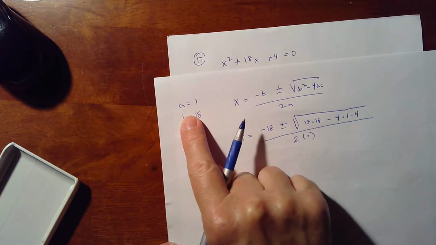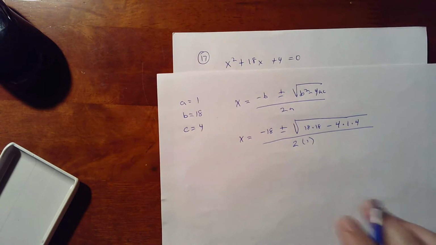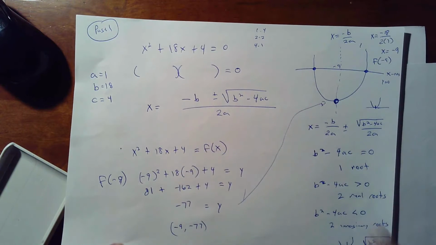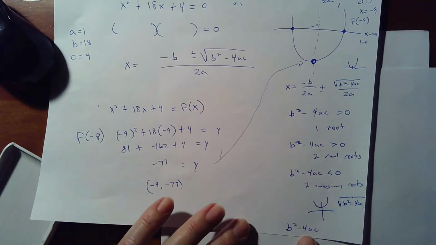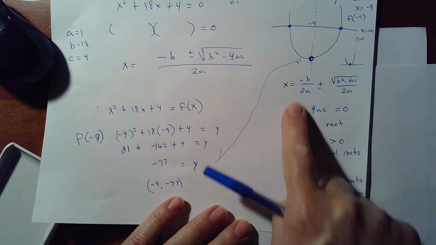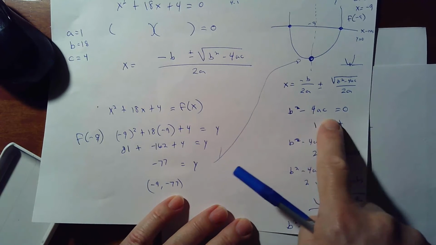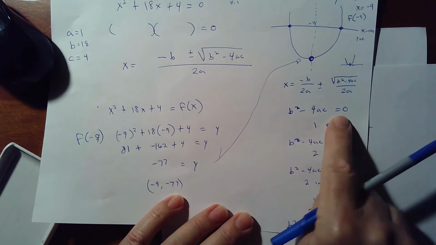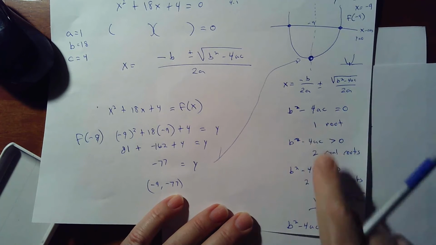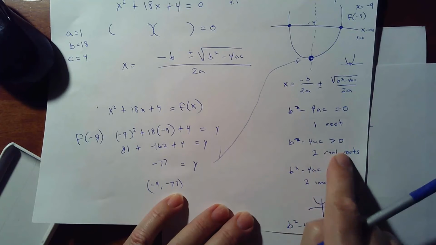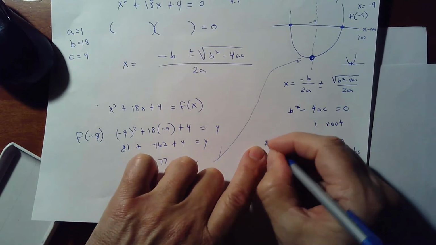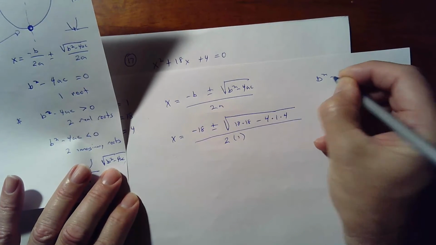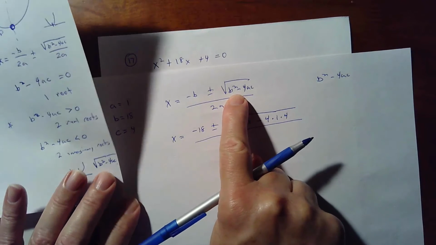And again, we have a parabola opening upward because the a value is 1. We talked about how these are our three options. Either b squared minus 4ac is equal to 0, and we get one root, or b squared minus 4ac is greater than 0, and we get two roots. And this is what I suspect we're going to have right now. But let's try it out. So b squared minus 4ac is what we're calculating right here underneath the radical.